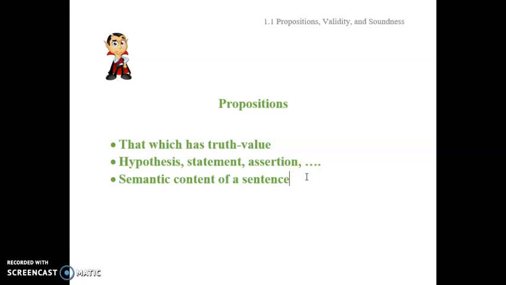So take, for example, the proposition that grass is green. That has a truth value. It's an assertion of some kind. It's something that can be true or false. And that's the basic idea of what a proposition is.